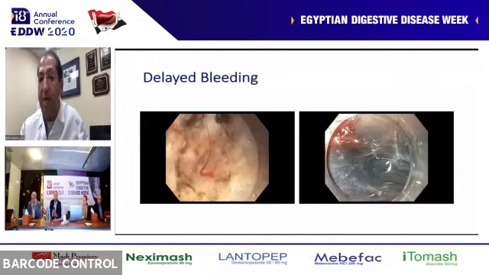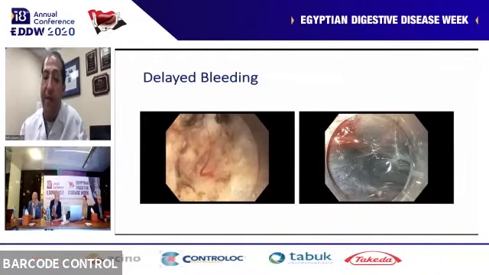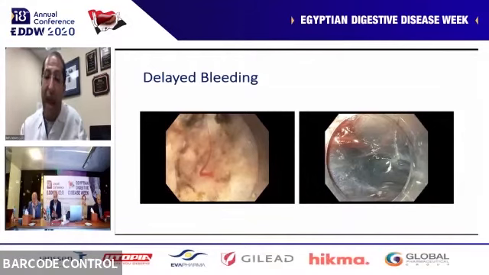You cannot leave that, because dealing with delayed bleeding in third space is not the same as dealing with delayed bleeding in luminal endoscopy. So if you do an EMR, the patient goes home, there's delayed bleeding, you can go back in and access. But to access a tunnel like that back in endoscopically can be very challenging.